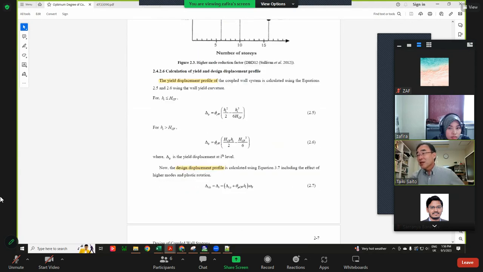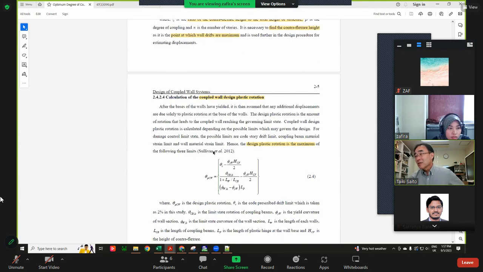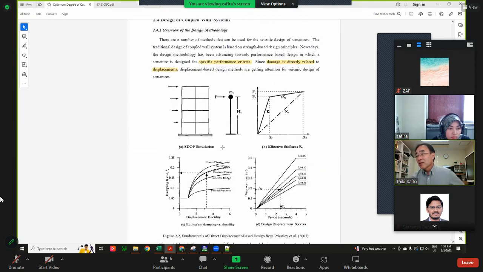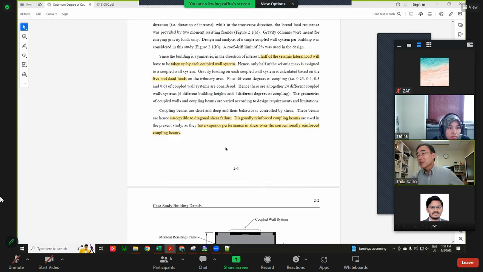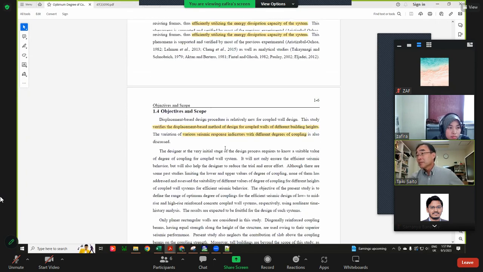If it's nonlinear, moment and shear force change, depending on the nonlinearity.